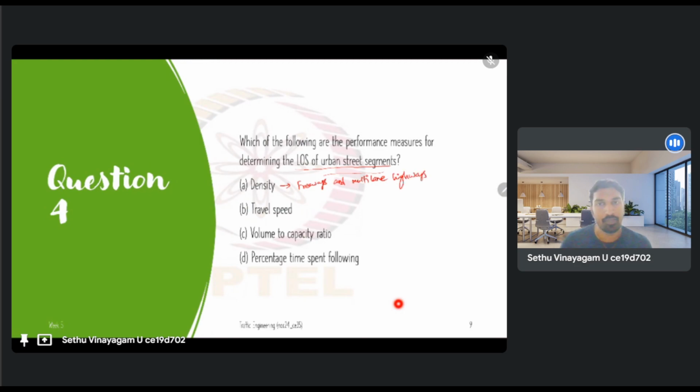So density is the performance measure for freeways and multi-lane highways, and percentage time spent following, which we just now looked at, is for two-lane highways, and more specifically, for class one and class two two-lane highways. For class three, it is percentage of the free flow speed. But this is only used for class one and class two. Therefore, we have two things left: travel speed and volume to capacity ratio.